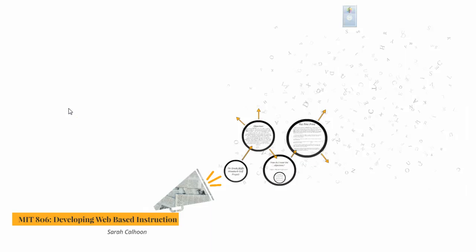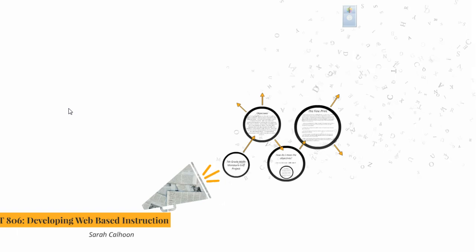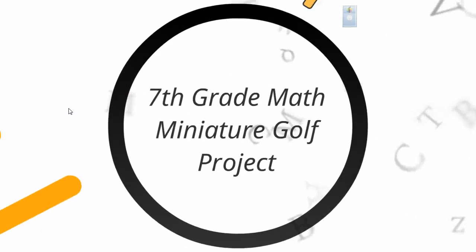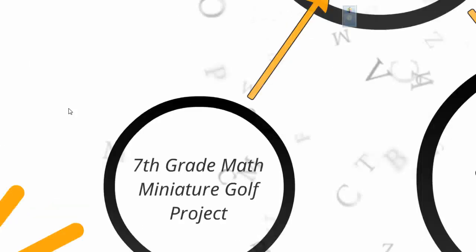Okay, this is my assignment to my students for assignment number 2. It is going to be for a 7th grade math miniature golf project, and now I'll go into teacher mode like I was going to teach my students about the assignment.